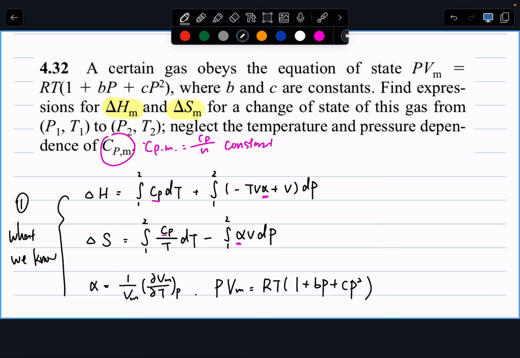So what's the second step? From there, in order to solve those integrations, the second step will be, well, we want an expression of alpha by solving that differential equation. So let's do that together. The second step is solving for alpha.